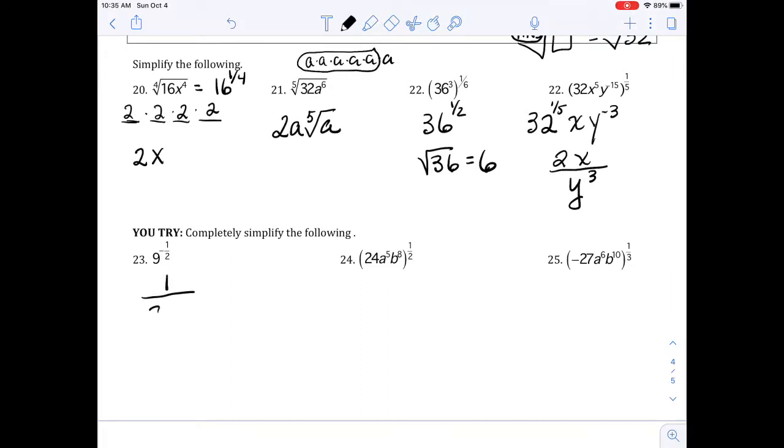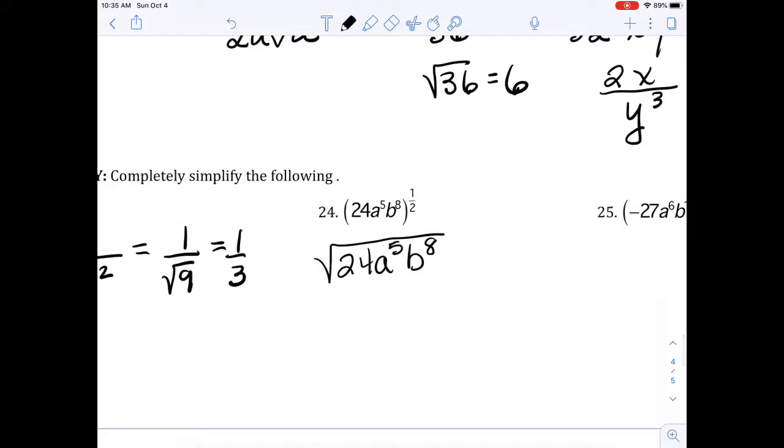9 to the negative 1/2 is 1 over 9 to the positive 1/2. Rules of exponents. Go to your calculator, 9 to the 1/2. Calculate that, or rewrite it as the square root of 9, which is 3, so the answer is 1/3. The next one is an exponent of 1/2. Well, that's square root. So you just learned that is the square root of 24, a to the 5th, b to the 8th.